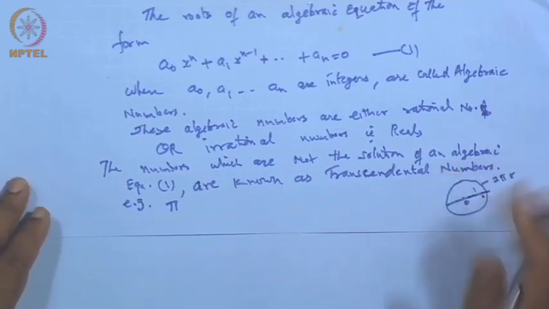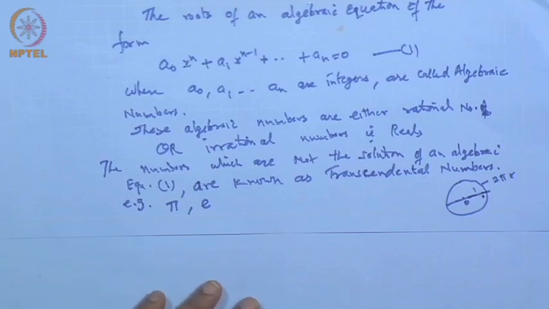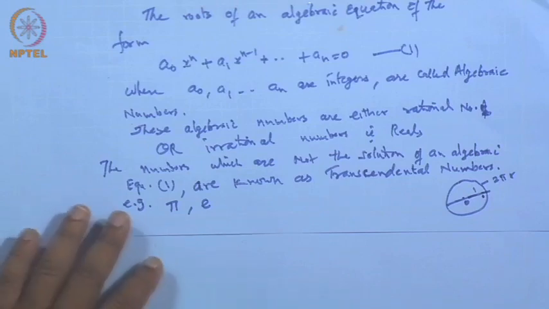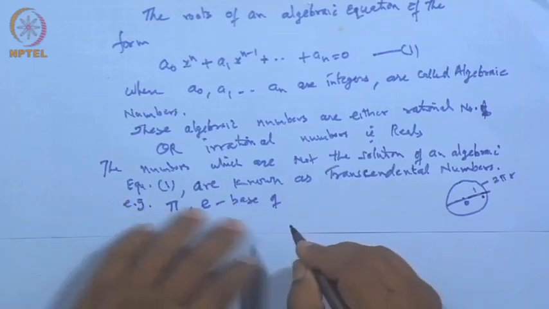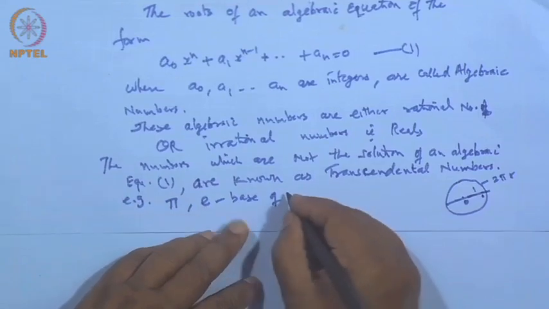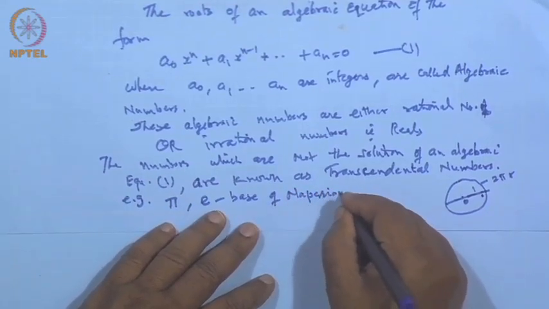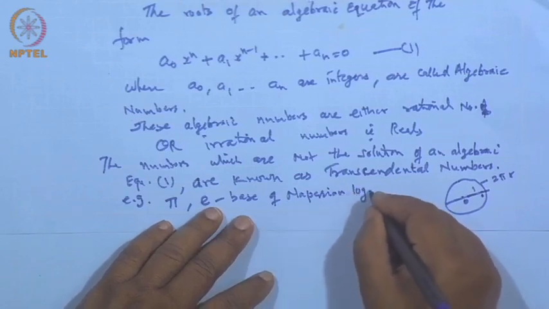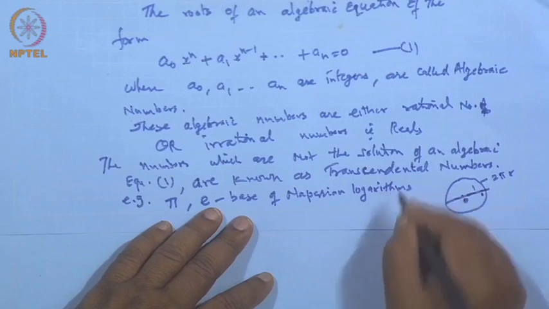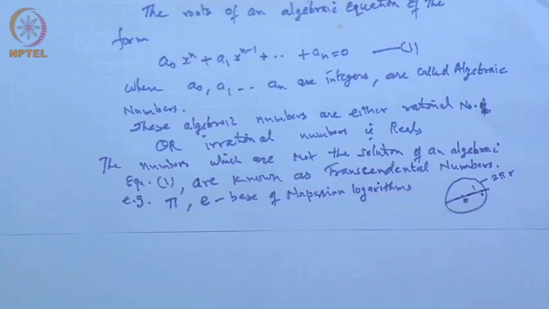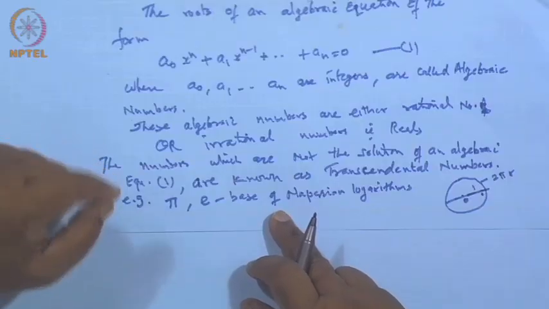Okay? Then there is another one, e, that is also a number. What is e? It is the base of the Napierian logarithm, the natural log with base e. So, this e is a transcendental number.